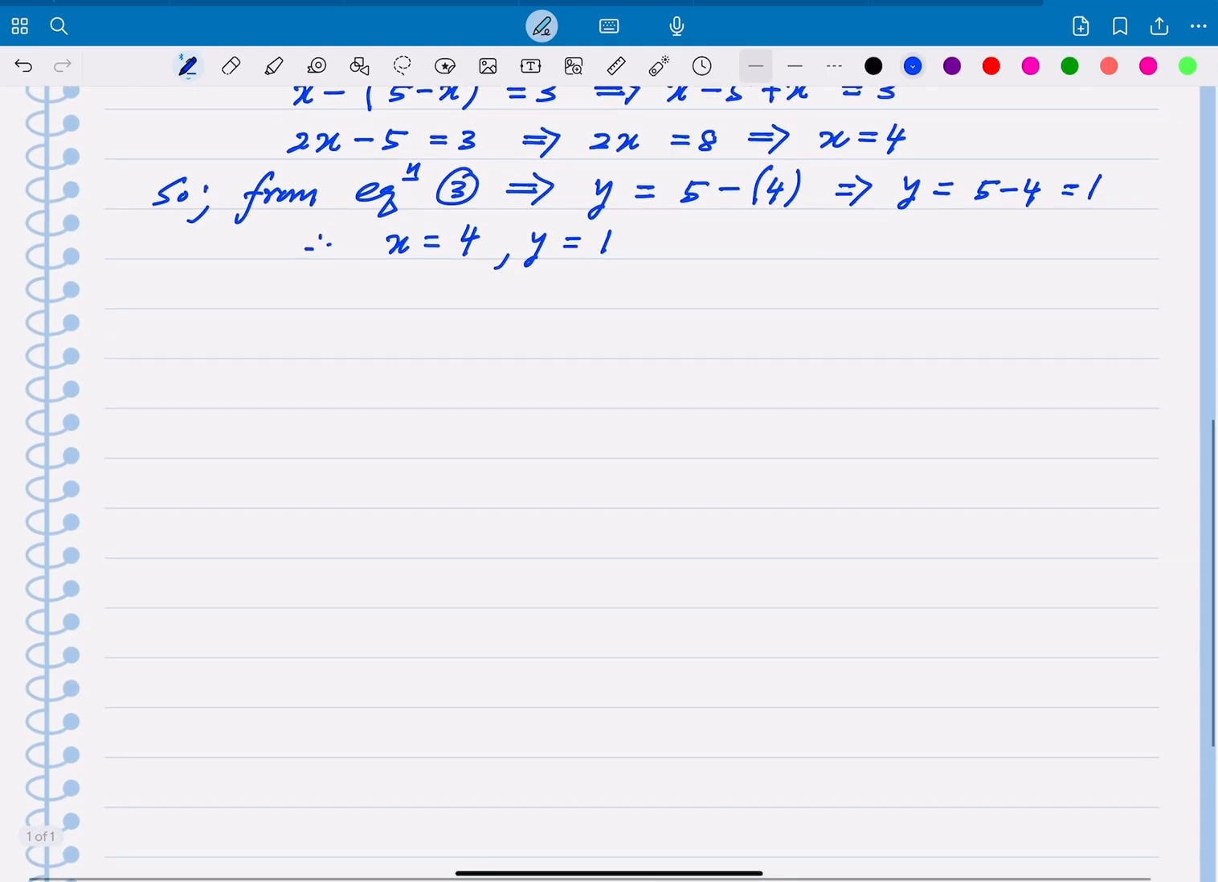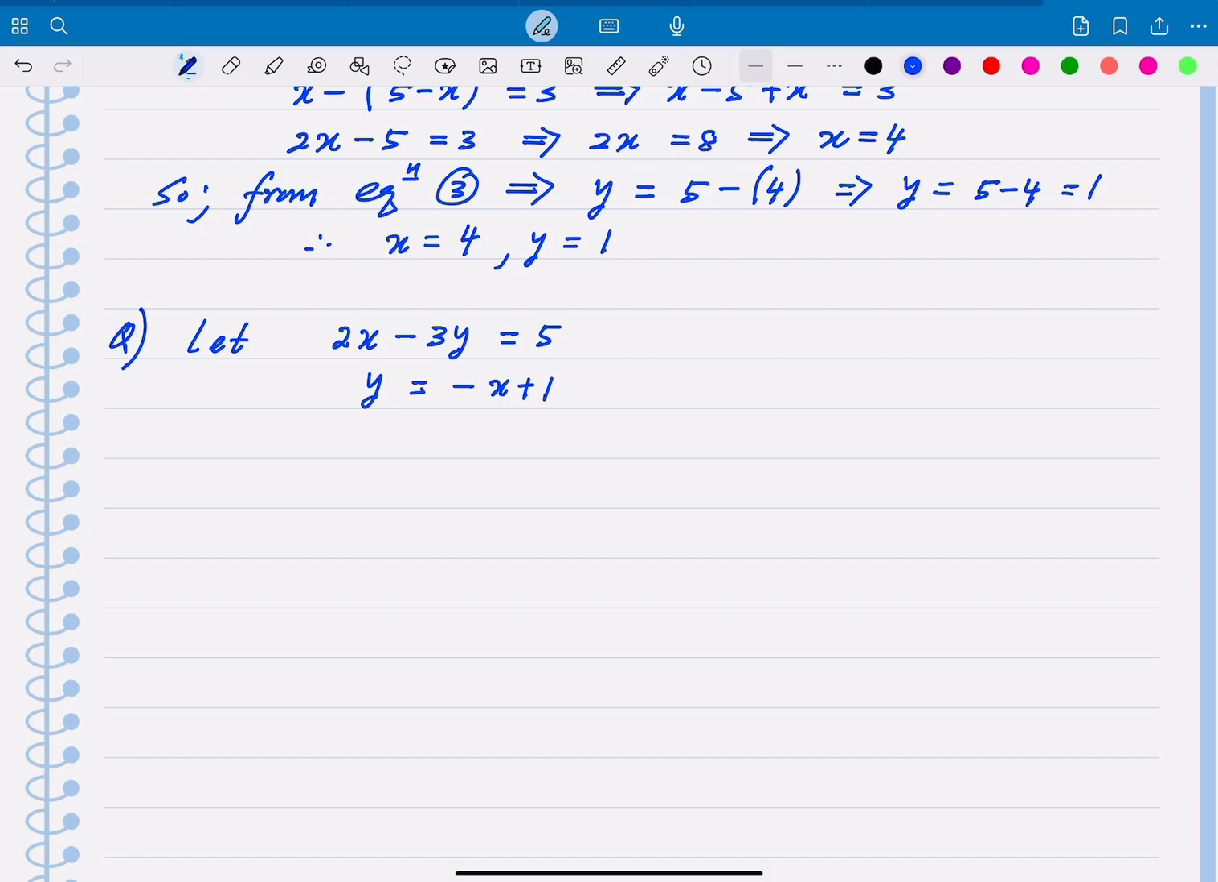So now let's talk about another question. If you have something like this, 2x minus 3y is equal to 5 and y is equal to minus x plus 1. Those are two linear equations. Firstly, we will understand why these are linear equations. I will show you briefly.